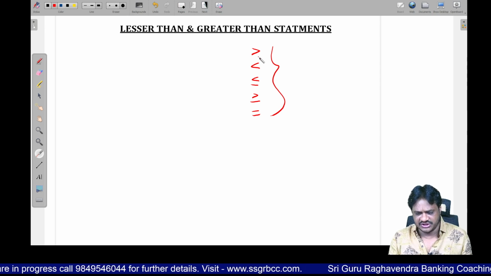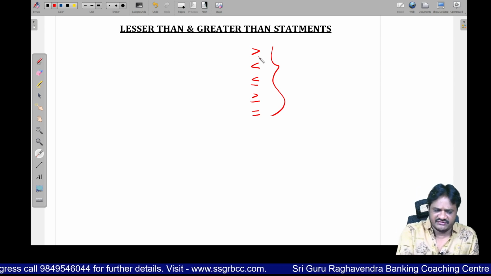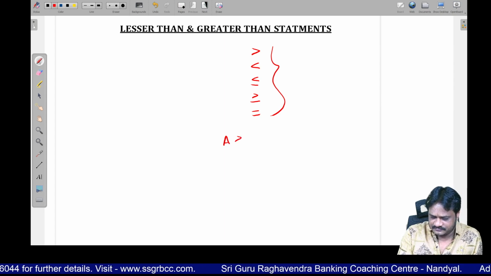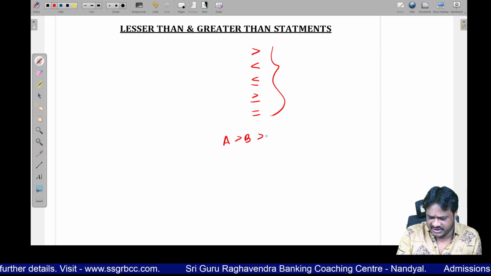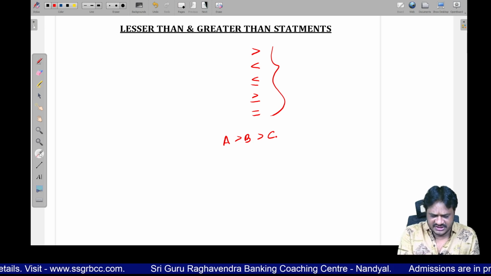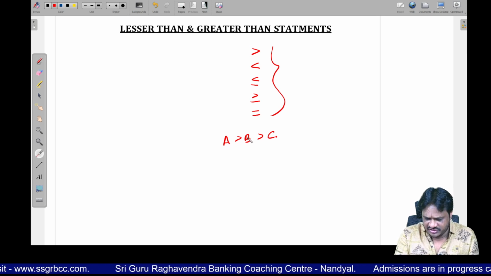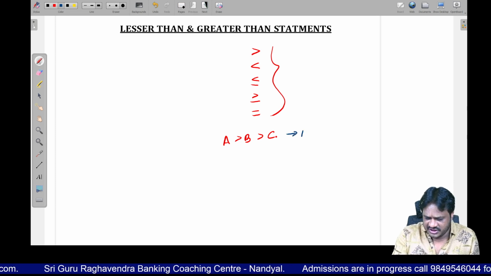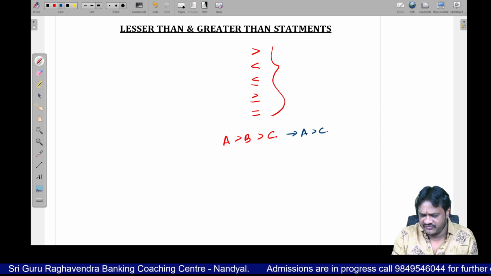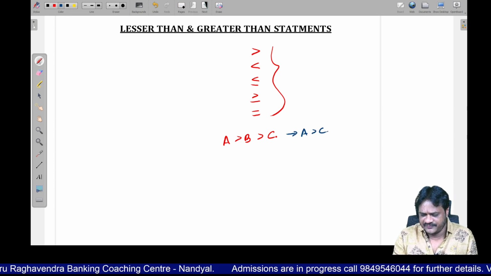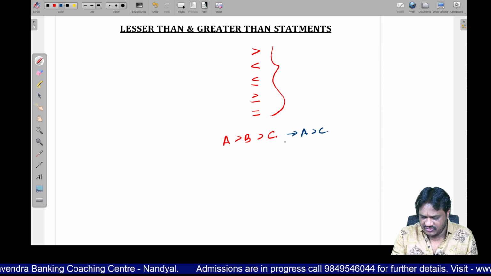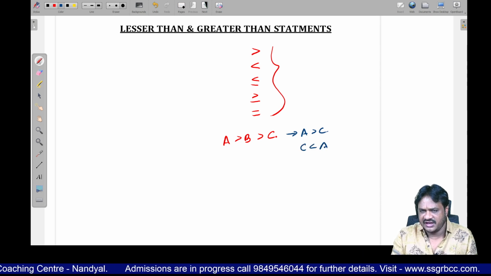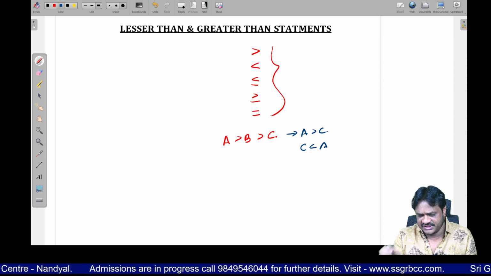Now, how will the questions be asked in the exam? I will tell you one small example. Suppose A greater than B, B greater than C. See, from A to C continuously, which symbol is following? Greater. Therefore, A greater than C definitely follows. Also, A greater than C implies C less than A. Either A greater than C or C less than A definitely follows.